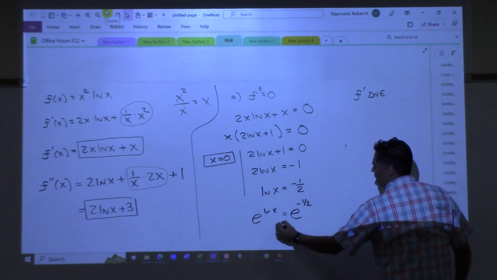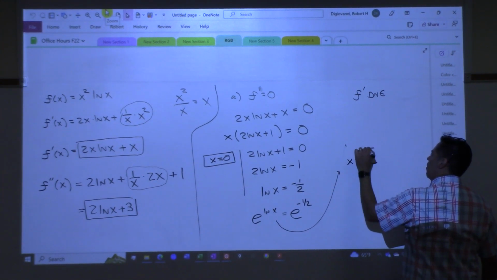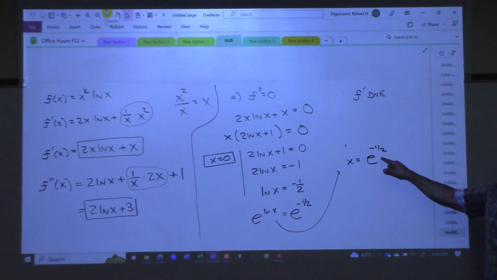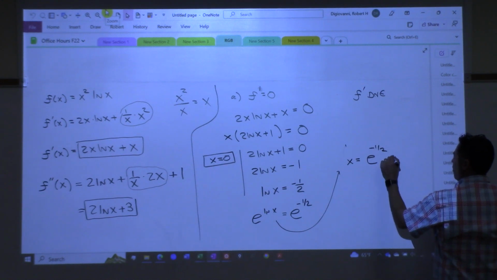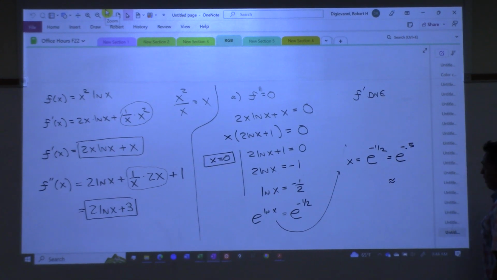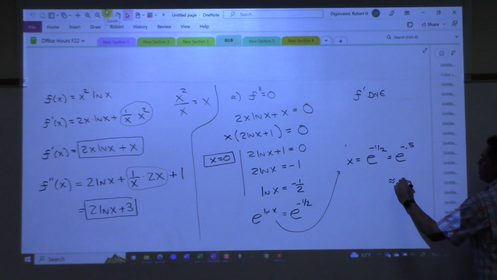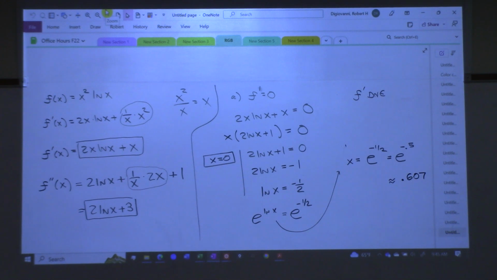And what that gives me on the left, e to the natural log of x is x, and then the right side is e to the negative 1/2, which is just a number. And we could use our calculator. If you have a calculator, I don't have mine with me. Somebody do e to the negative 1/2, or you could do e to the negative 0.5 if you want. Somebody tell me what that is approximately. What is it? 0.606? 0.607. 0.607. Okay, good enough. 0.61 would be fine. Anybody else get that? Yes? All right.